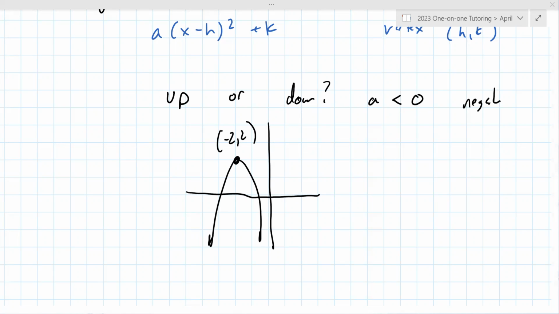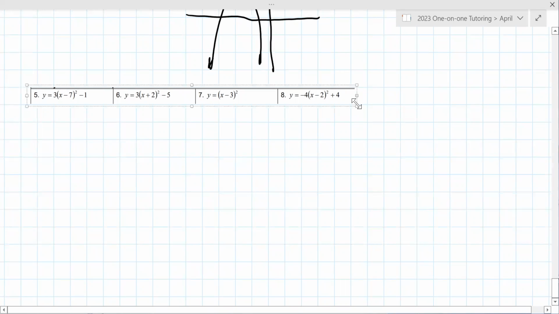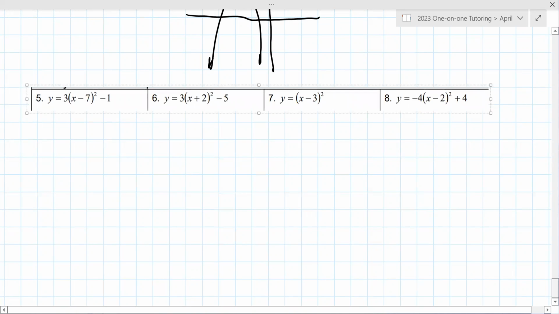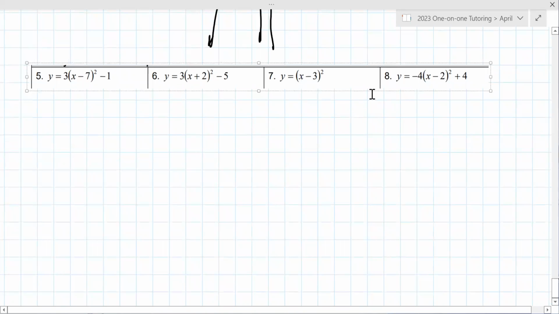All right, let me see if I can find some problems here for you to give me the vertex of. I've got some here. They're electronically done, so you won't have any handwriting. Let's go. Start with number 5 here. Can you give me the vertex for number 5?